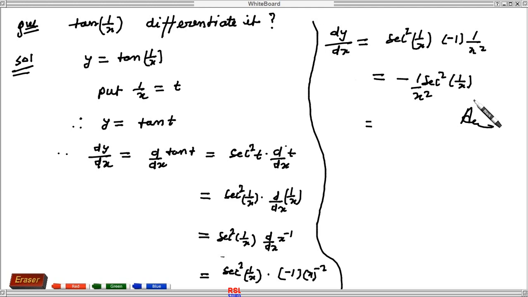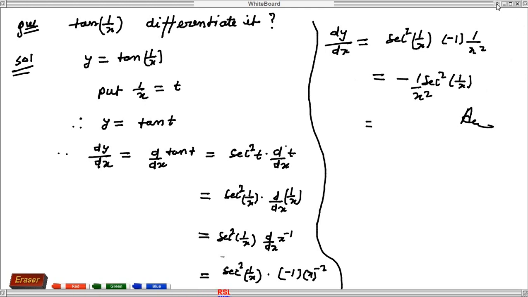So finally you will get the answer like this. Note here d/dx of tan t will be sec square t and dt by dx. Put t equal to 1 by x here and here. So d/dx of x power minus 1, on differentiation, will give minus 1 times x power minus 2. On rearranging, this will give like this. So finally this will be the answer. You are seeing the RSL study material, just see more and more videos and increase your knowledge.